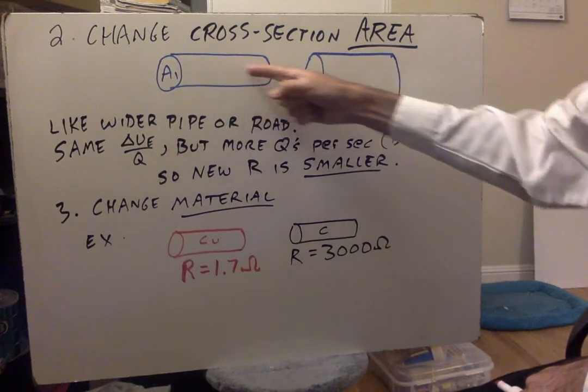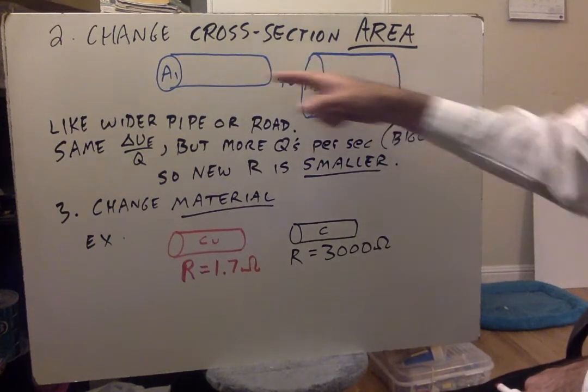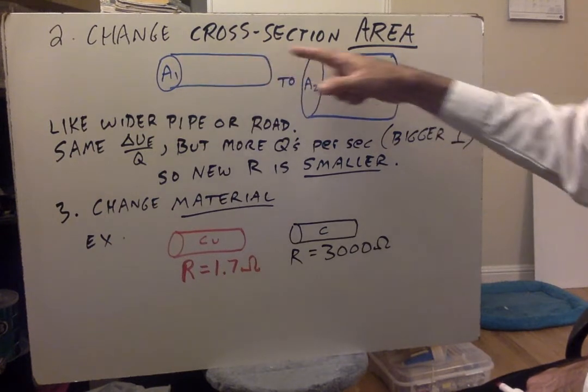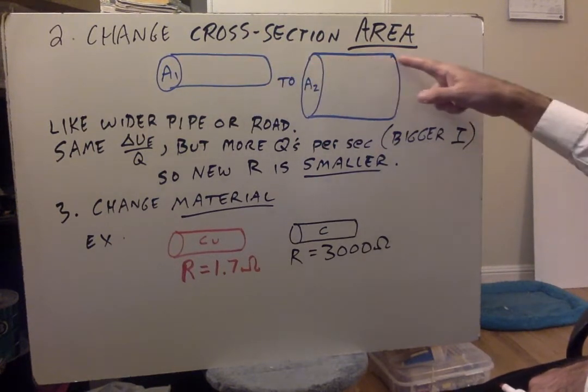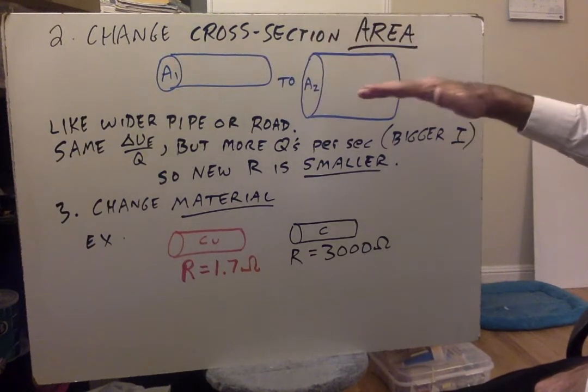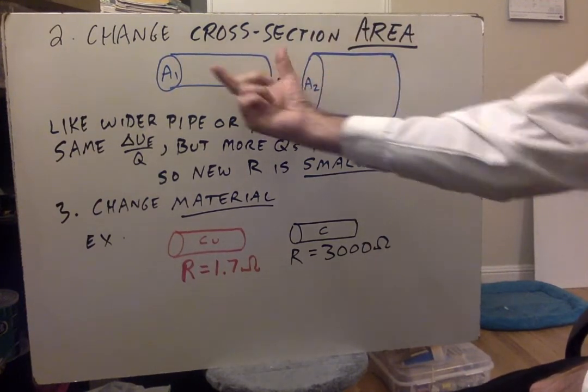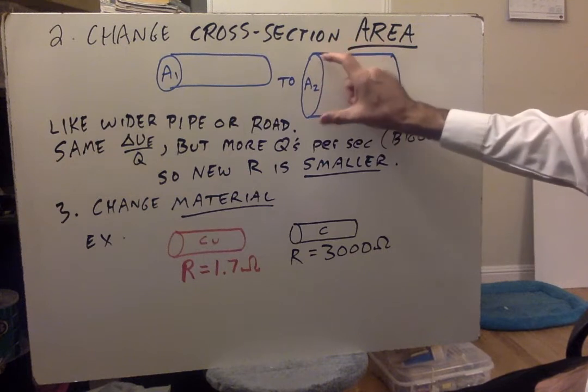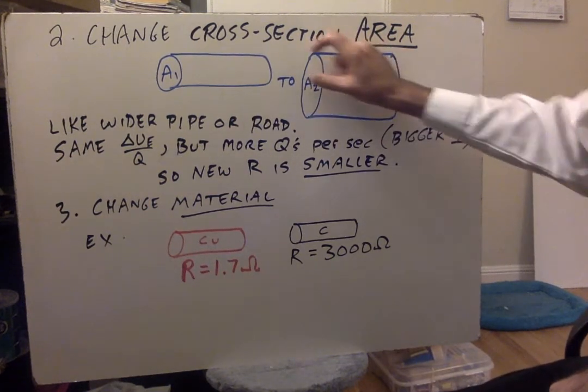So each individual car is still losing the same amount of energy, or each individual car would be losing the same amount of gasoline to travel from here to here. So the gas per car is staying the same. That's the electrical energy per charge is staying the same. So the voltage would be the same, but look what we've done by making it wider. We've enabled it to carry twice as many charges.